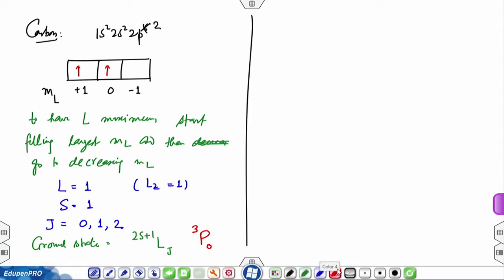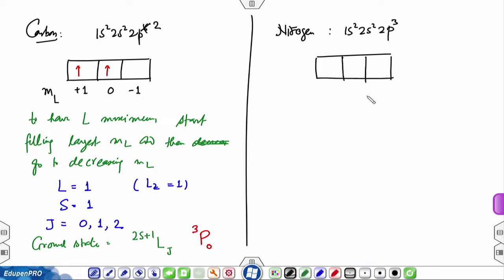Next, let us take nitrogen, which is 1s2, 2s2, 2p3. So, in this case, I have exactly half filled shell. So, if I fill the electrons, maximizing S, I am going to have 1 in ml equals +1, 0 and -1, in all these 3. So, S has been maximized, but L is 0. So, as I said earlier, if it is exactly half filled, L is 0. So, Lz total comes out to be 0, L is 0, S is 3 halves and there is no ambiguity in J. J is 3 halves.